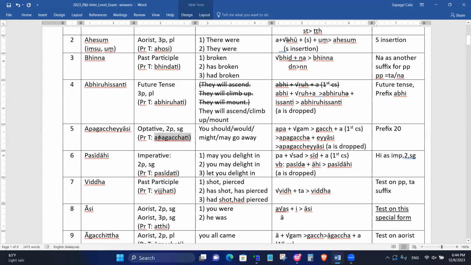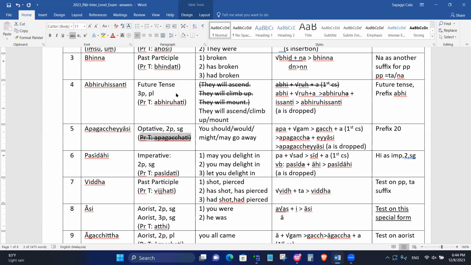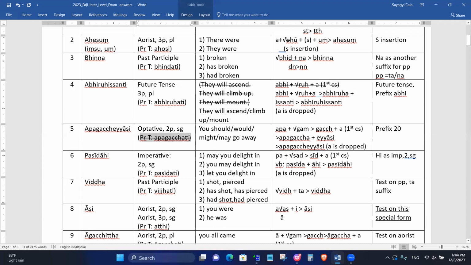Okay, so no need to write all this extra thing. It's not needed. So you may go away. So apa plus gam, gam changes to gach. So apa gam plus first conjugation. This way, Sumedha, you're right. This is very much more proper. Okay.